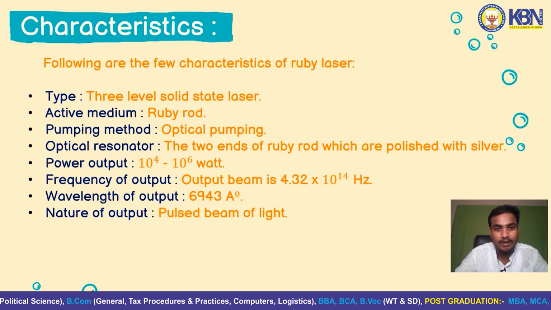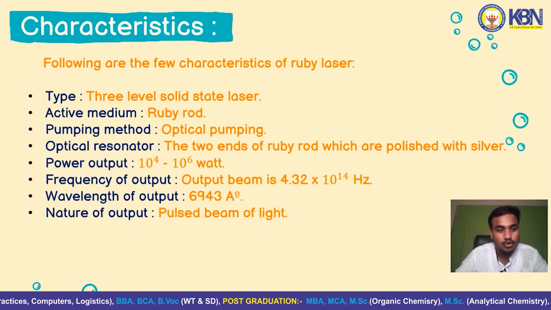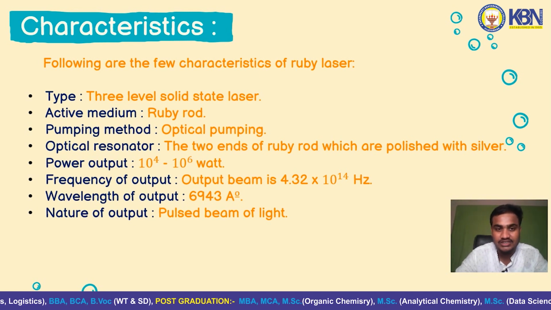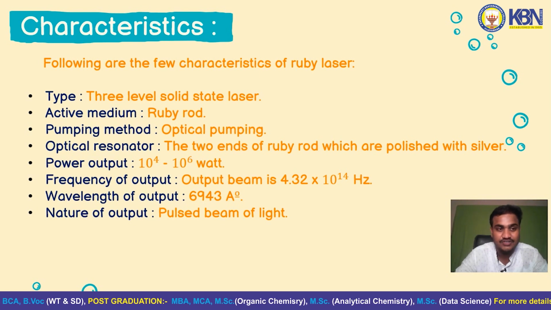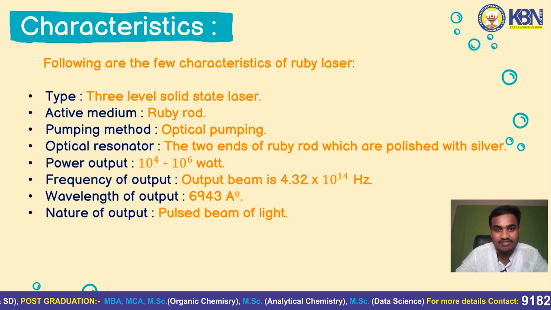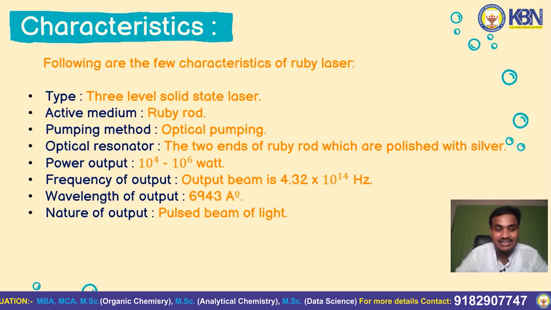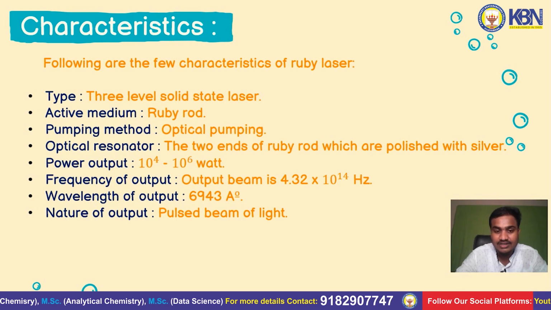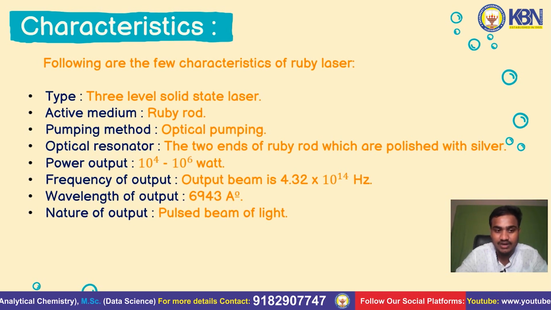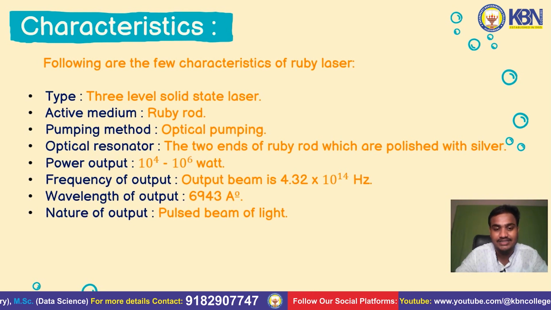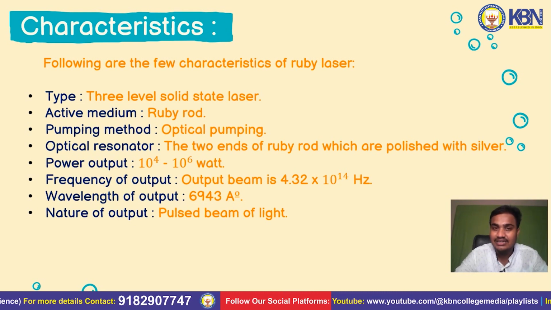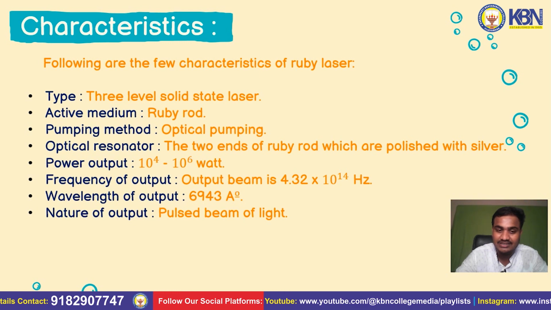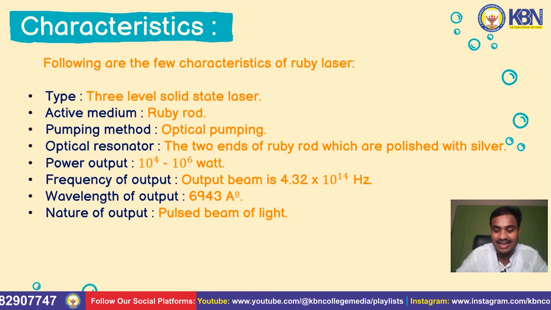The output power of the Ruby laser is 10 power 4 to 10 power 6 watt. The frequency of output is about 4.32 into 10 power 14 hertz. The wavelength is 6943 Angstroms, which is red color, in the visible region. The nature of output is a pulsed beam laser. It is one of the drawbacks that the laser light emitted by the Ruby laser is a pulsed beam. These are the characteristics of the Ruby laser.